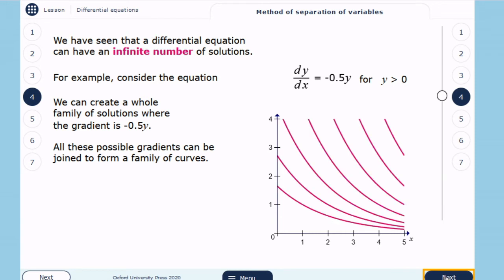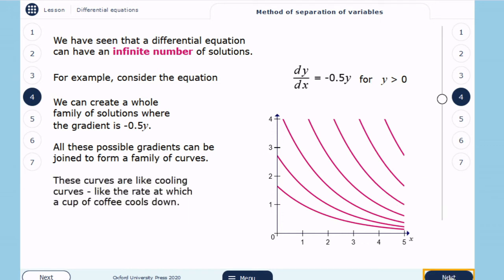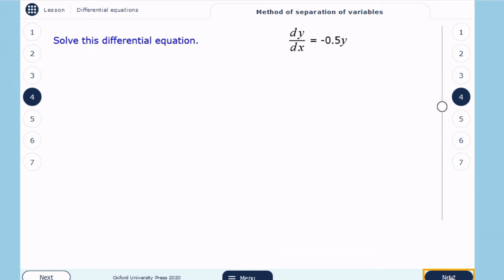All these possible gradients can be joined to form a family of curves. So you see, I combine all of them and I have the family of these curves. These curves are like cooling curves, like the rate at which a cup of coffee cools down. There are many things. They look like exponential curves. Are they? Very important question. We can see it in the future. Solve this differential equation.